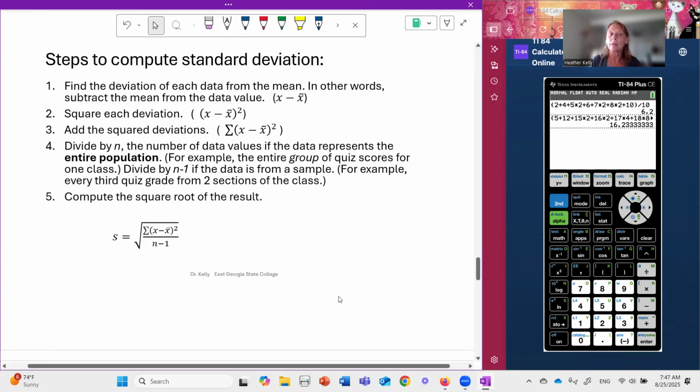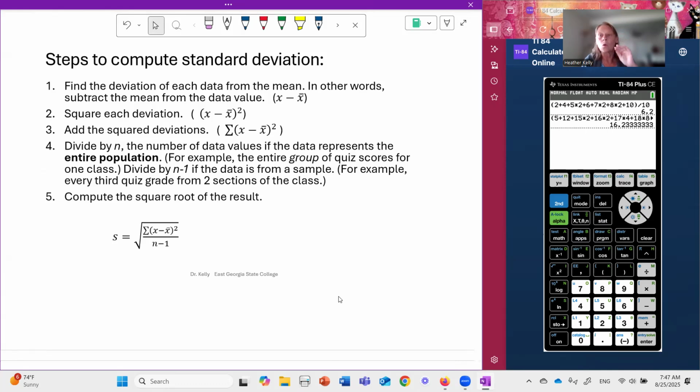Here are the steps to compute a standard deviation, and it's very methodical. It's going to look like, what is she asking me to do here? It's going to look crazy, but it really isn't. It's very straightforward. If you take a deep breath and let me show you how to do this without any stress, it's not going to be too terrible.